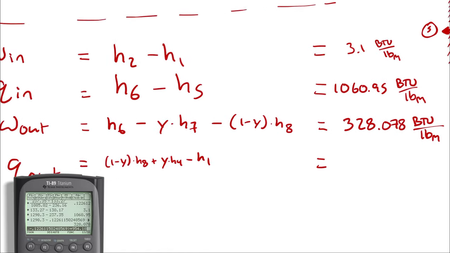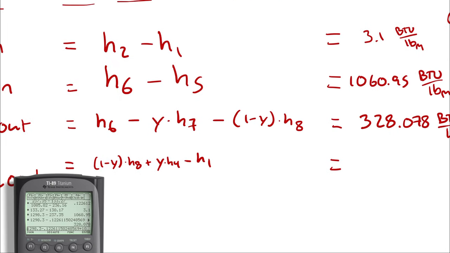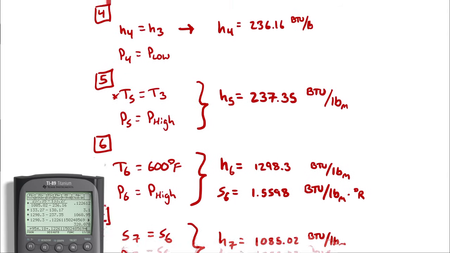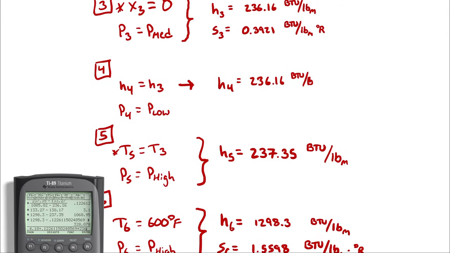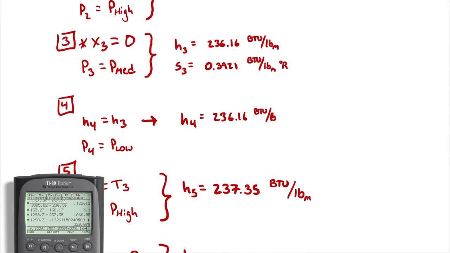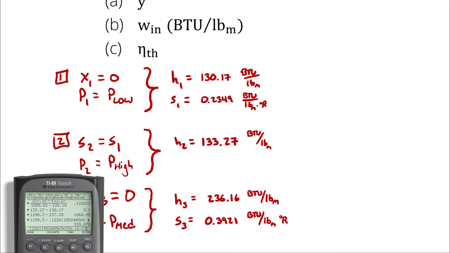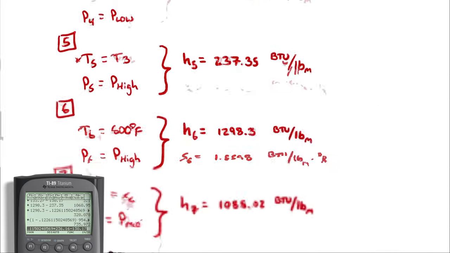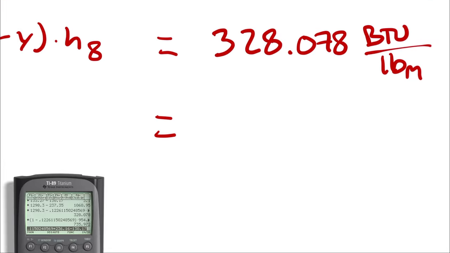And then 1 minus y times h8, which is this quantity I already have. Probably would have been faster just to start over, but here we are. 1 minus y times h8 plus y times h4, which was 236.16, minus h1, which is 130.17, and I get 735.972.